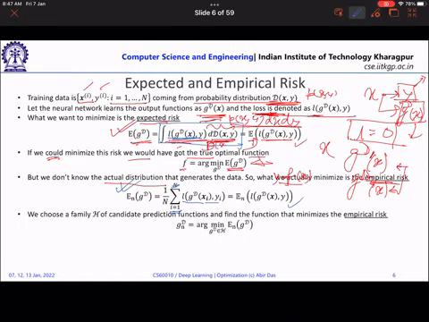So you see, you are basically minimizing over this g_D. We choose a family H of candidate prediction functions and find the function that minimizes the empirical risk. So now you have computed the objective function which you need to minimize, where you apply your minimization tricks and so on. But what model do you want to minimize over? What is the form of the function?